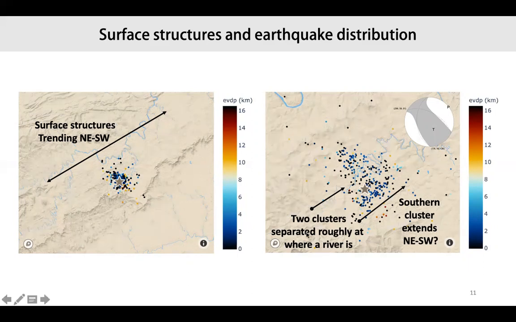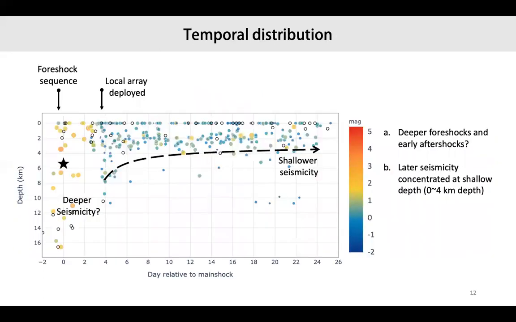In a more zoom-in plot, we can see that these two clusters are separated at where a river is, and the spatial extension of the southern clusters is trending northeast-southwest, which is aligned with the local structure. There is a possibility that after the main shock, some local structures, old structures trending this direction were reactivated, which caused the seismicity to be distributed along this direction. But we need to do more studies to confirm that.